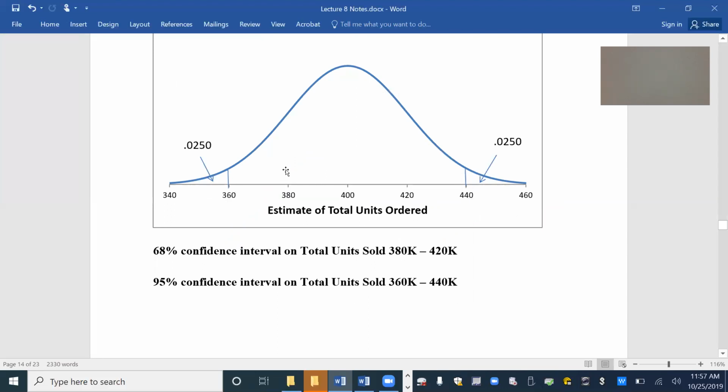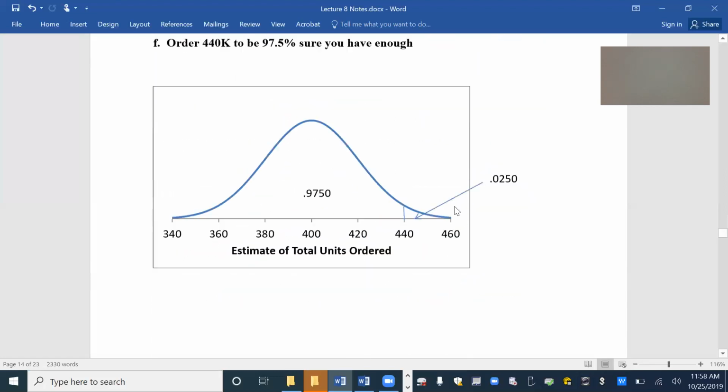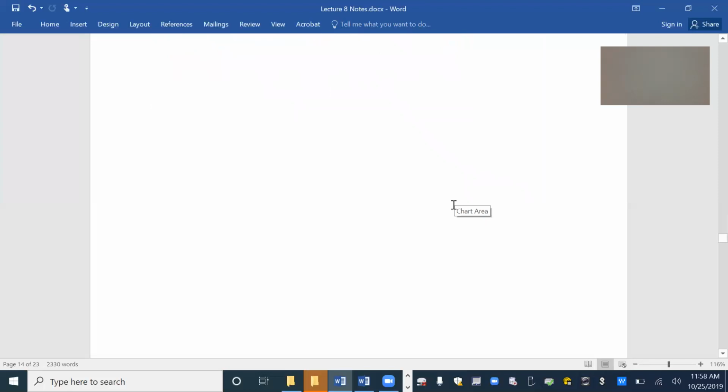But then what is a 95% confidence interval? It is the 2.5 percentile and the 97.5 percentile, leaving 95% in between. We already got the 97.5 percentile. We need to order, and we need to produce 440,000 units. Terrific! We got our raise.